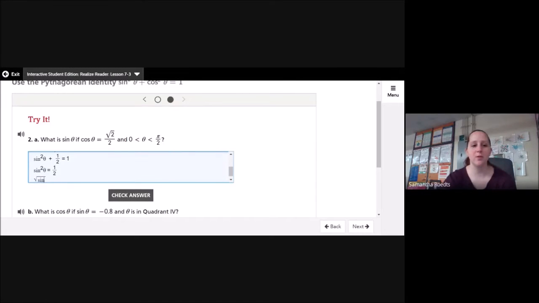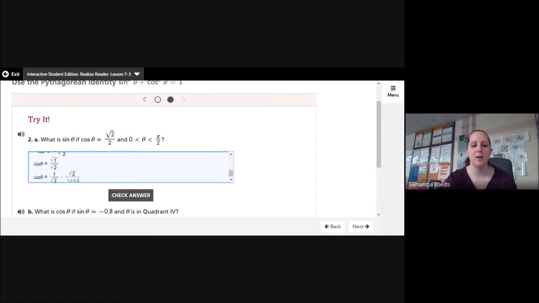I'm going to take the square root of both sides. Okay, so this gives me sine theta equals the square root of 1 over the square root of 2. Well, the square root of 1 is just 1. I need to multiply by the square root of 2 over the square root of 2. Really, all I'm doing here is multiplying by 1.